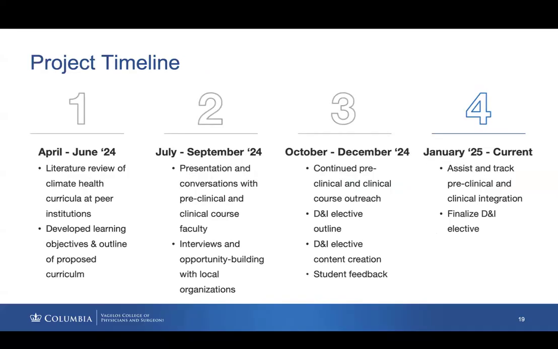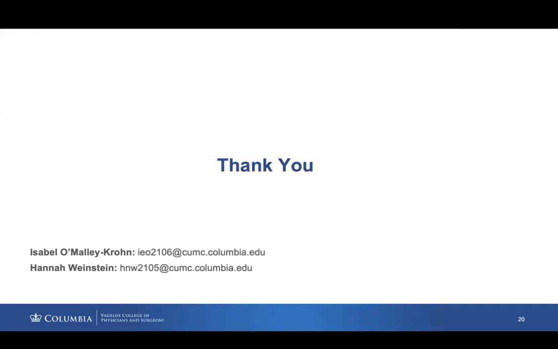So just to summarize everything, we had this literature review. We did a lot of the understanding of what the different options were for where we could implement climate change. Then we talked to curriculum advisors and faculty, and we talked to the local community members, and we really integrated this. And we even went further and we're developing an elective, and we really are just having to wait and see how the feedback goes. Thank you very much.